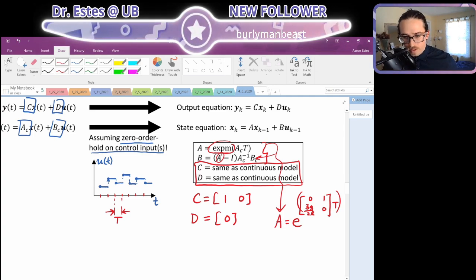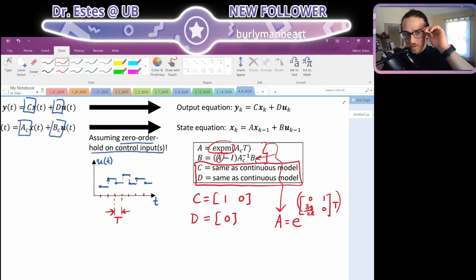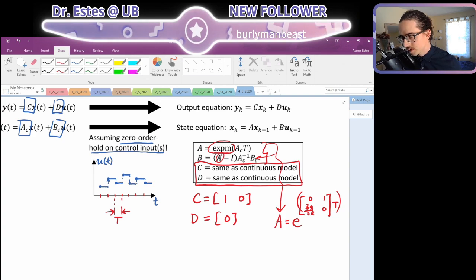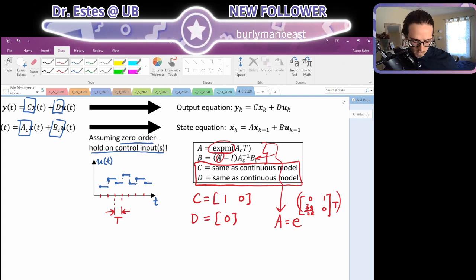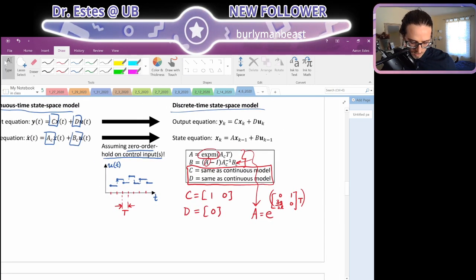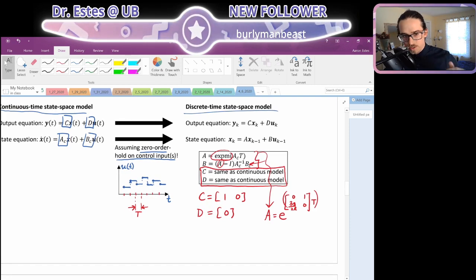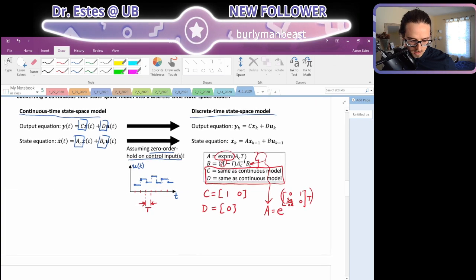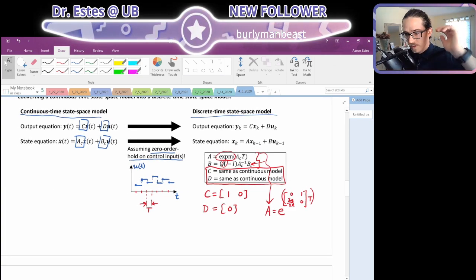So let's go right into an example of how we use these, because when you do this conversion, you're not going to do it by hand. You're just going to do this in Matlab. Calculating the matrix exponential by hand is impossible in most cases because it's defined as an infinite sum.